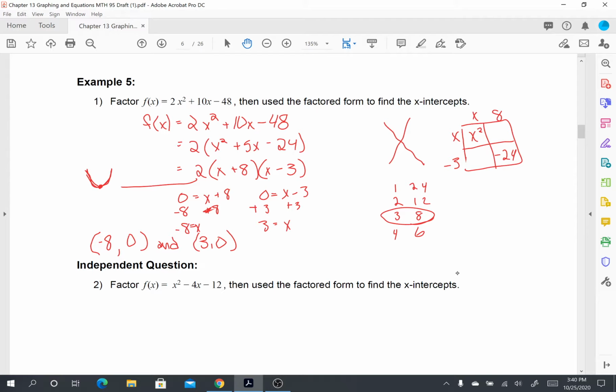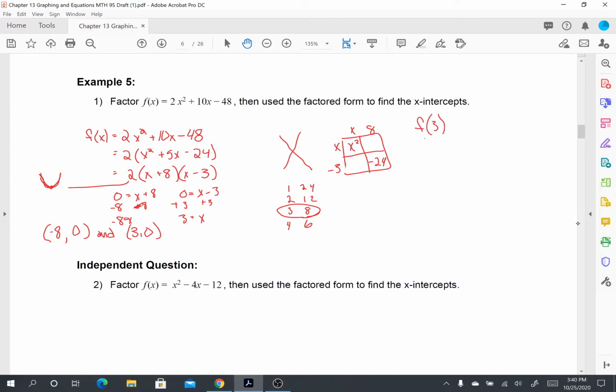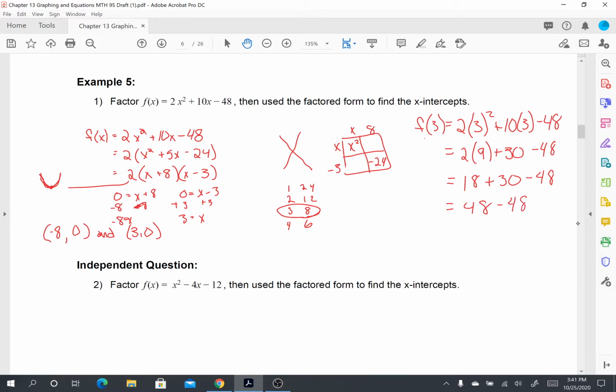So let me just get a little bit of space here. I'm going to put 3 in as an example into my original equation and see if I get out a 0. And now we're getting 48 minus 48, and so we're getting that f of 3 equals 0. So that one checked out, and you could also check the other one if you'd like by replacing those 3's with negative 8's. And if you put in negative 8 as your check, it would have looked like that instead, more or less. Okay, so go ahead and try that.